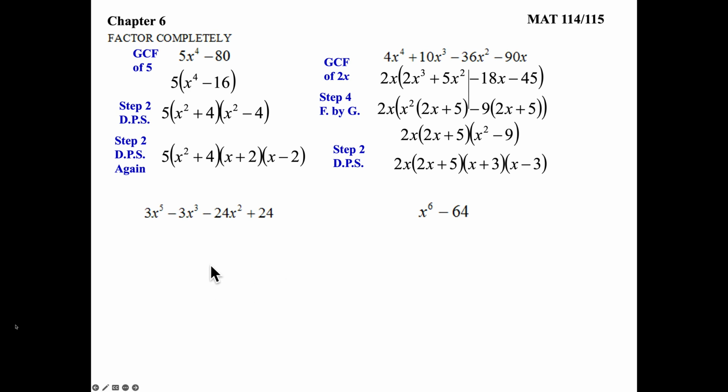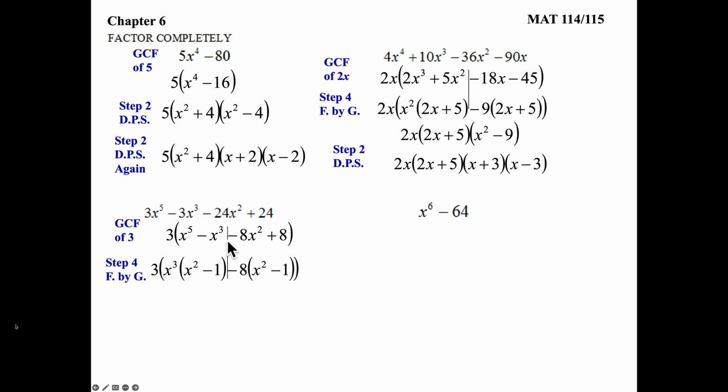All right, let's see. We have 3, 3, 24, 24. So I see a GCF of a 3. No x, though, just the 3. So I factor that out. Again, just like with the 2x, you could write this down in your answer and ignore it. Cut this in half on the inside, factor by grouping.